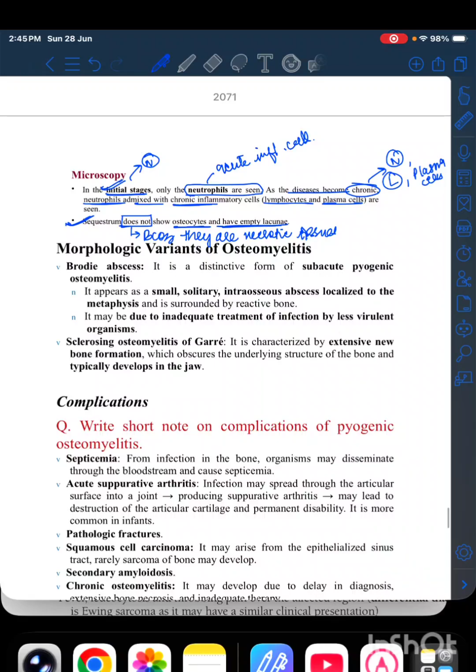Next we have morphological variants of osteomyelitis. We have Brodie abscess. It is a distinctive form of subacute pyogenic osteomyelitis. There is sclerosing osteomyelitis of Garre. It is characterized by extensive new bone formation which obscures the underlying structure of the bone. Typically it develops in the jaw. So we can remember this: sclerosing osteomyelitis of Garre typically develops in the jaw. GJ.